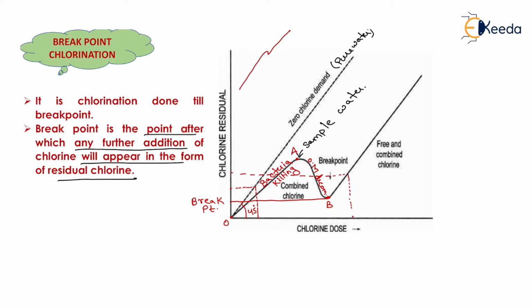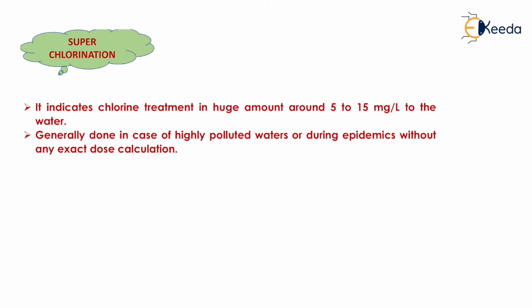Done. Now we will see the superchlorination. Superchlorination is generally done during epidemics, without any exact dose calculation. It indicates chlorine treatment in huge amount, around 5 to 15 milligram per liter to the water, and is generally done in case of highly polluted water or during epidemics without any exact dose calculation.